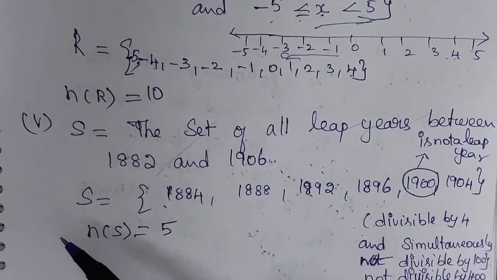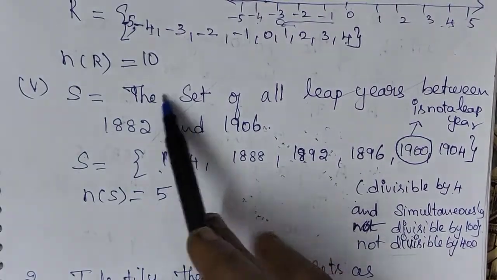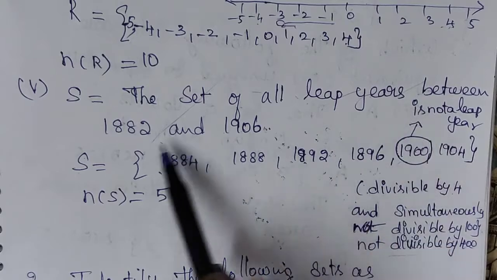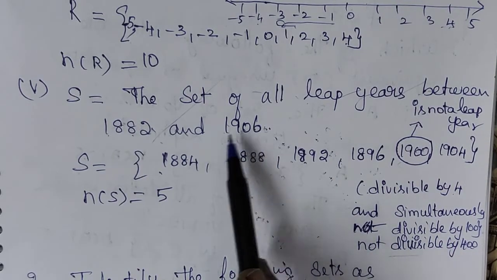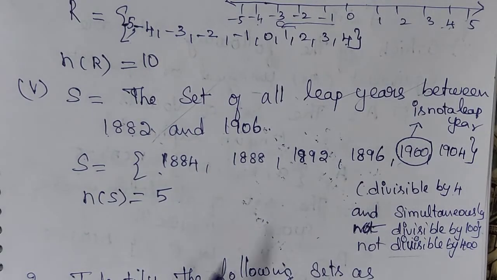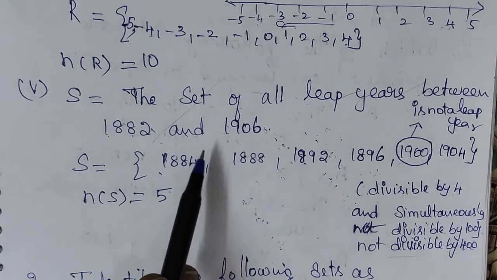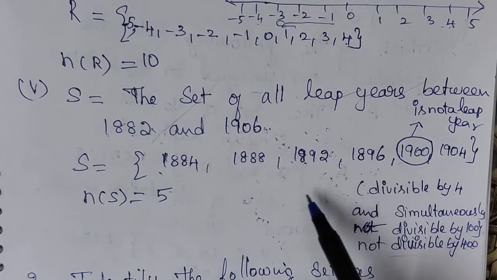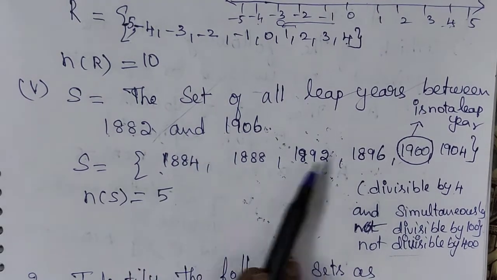So fifth sum, set S is given by the set of all leap years between 1882 and 1906. So we have to list out the leap years between these two years. Leap year means the year which is divisible by 4. It is divisible by only 4.